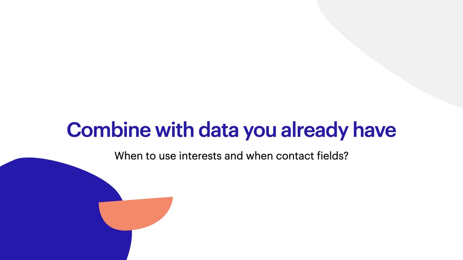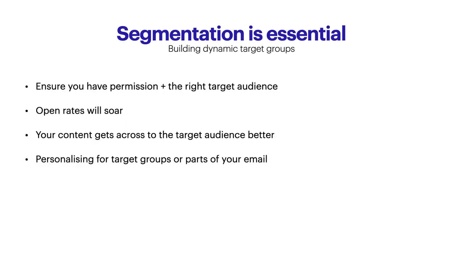So when will you use interests for your information, and when will you use contact fields? What is the best way to combine them and set up this data? To select the right target groups, you have to make sure you obtain their permission and make your selections on the basis of the right information. So if you do that, your open rates for segmented emails will soar because they have become more relevant. Your content will get across to the target group much better, and you can create fully separate target groups and therefore targeted emails as well, or you can personalize only specific parts of your email.